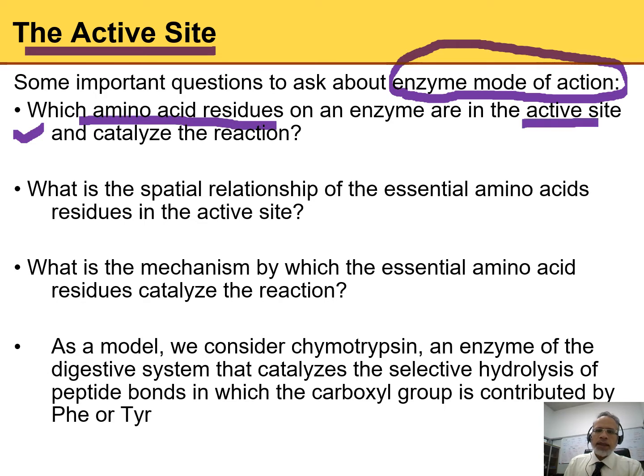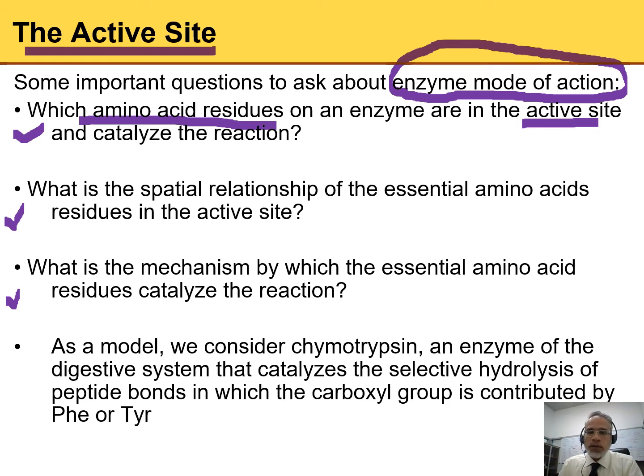The second question that people ask is what is the relationship of these amino acids with each other in the active site. Suppose you have 4 amino acids in the active site, how are they arranged relative to each other? What is the spatial relationship? Are they like this? Are they like this? Where are they? And then the third question people normally ask is what is the mechanism? How exactly are those amino acids in the active site doing what they're doing?